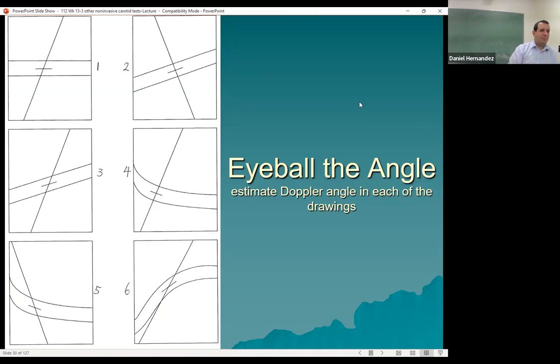So getting used to eyeballing Doppler angles, learning how to steer to optimize your vessel for color fill. What's a good Doppler angle? What's a bad Doppler angle? Being able to look at some of these pictures.